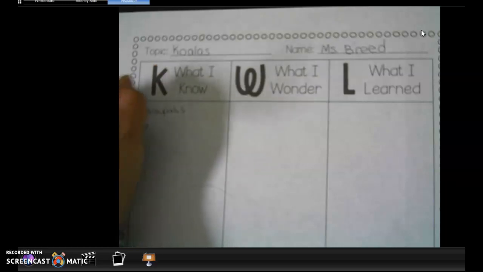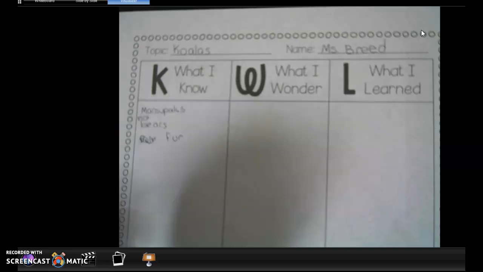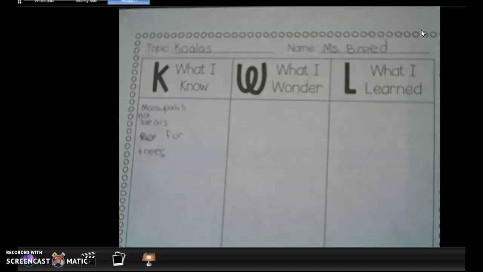So, things that I know about koalas. I know they're marsupials. I know they're not bears. I know they have fur. I know they live in trees. I don't really know a lot about them.